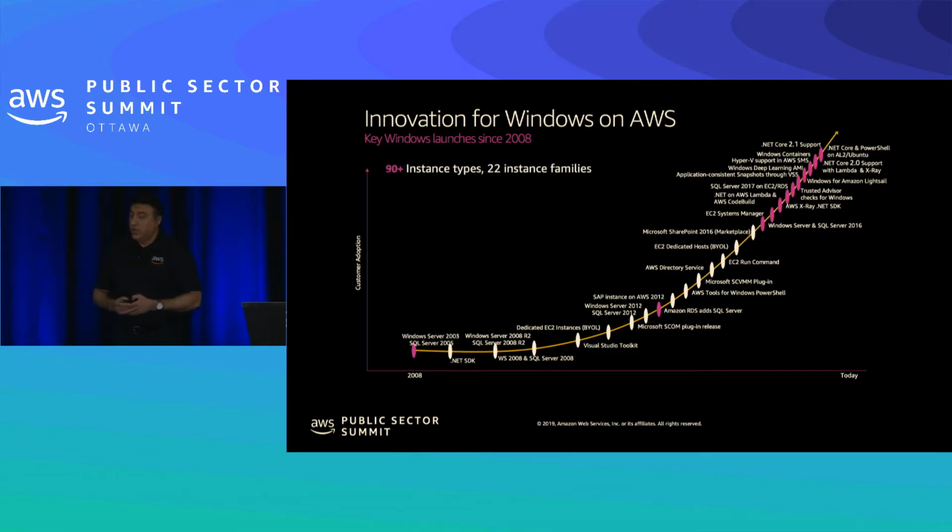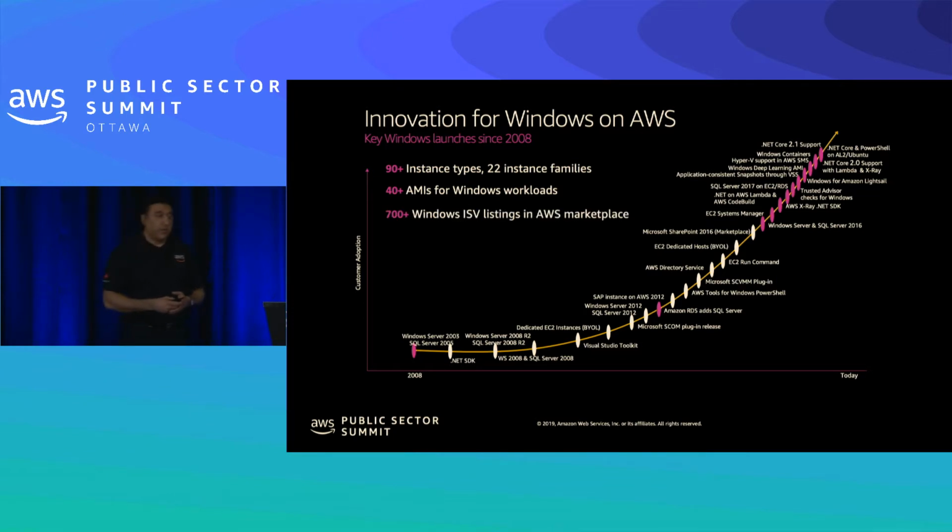We have 90 plus instance types across 22 instance families. We call them instance families. As well as 40 plus Windows-specific AMIs, Amazon Machine Images, that you can just launch. Quite a few of those come with SQL Server pre-installed. Others have machine learning models already installed in them. And in our marketplace, we have 700 plus listings of Windows software. So you can pick a solution and just launch it.